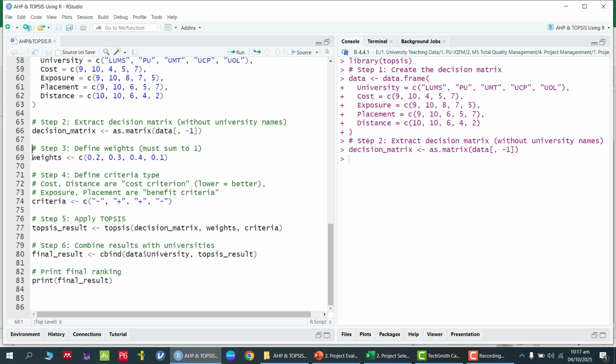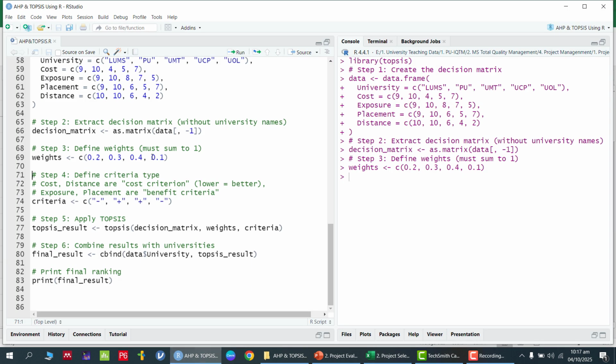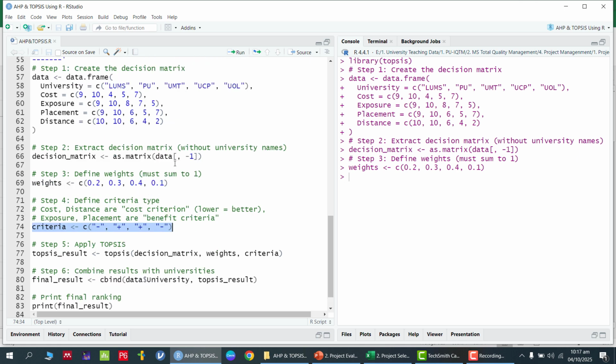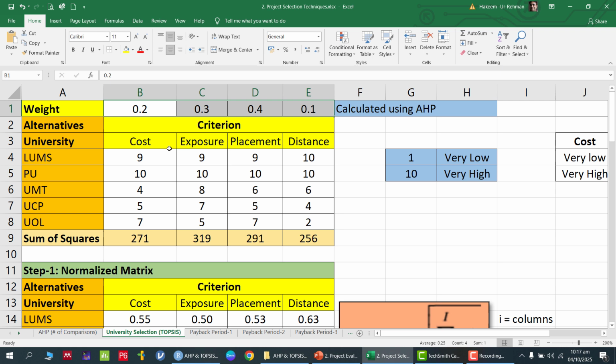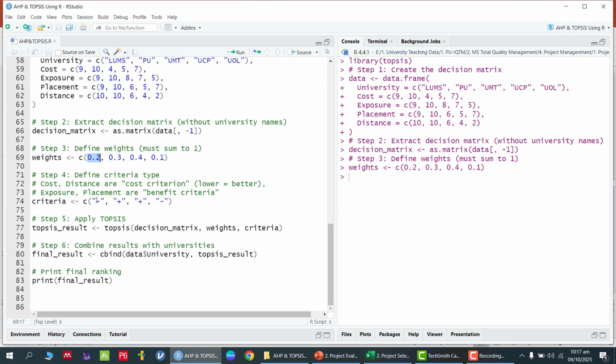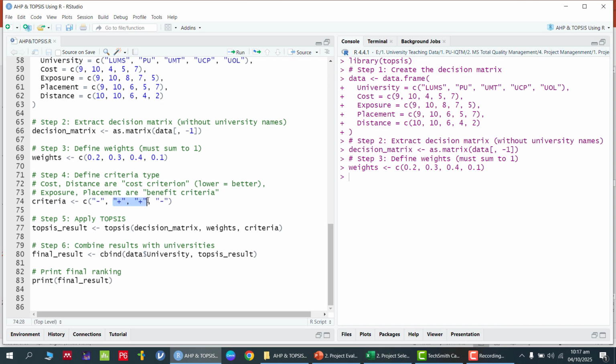Okay, then I am going to assign the weights which we have already calculated, that means the weights which we calculated through AHP or the Westworth method. And then we need to tell the criteria, meaning the criteria which we were using. The first criterion was cost. Okay, so is it a negative criterion or a positive criterion? We are going to place it as a negative criterion because the smaller the better. Whereas exposure and placement were the positive criteria, or benefit criteria, so larger is better. Whereas the last one, distance, is also a smaller-is-better criterion.